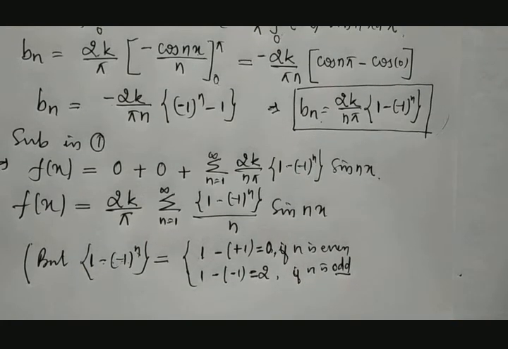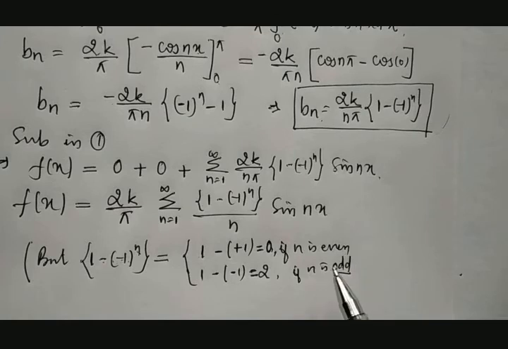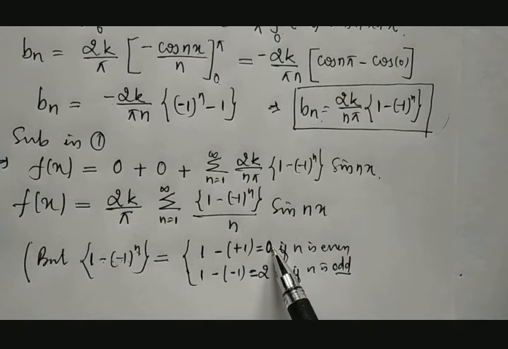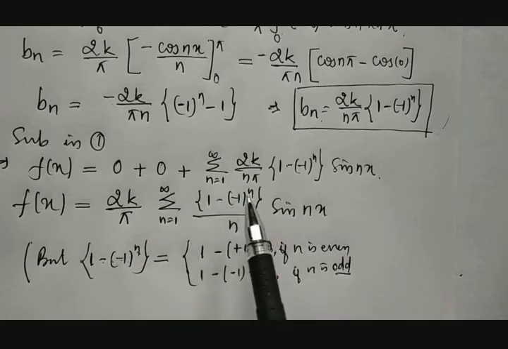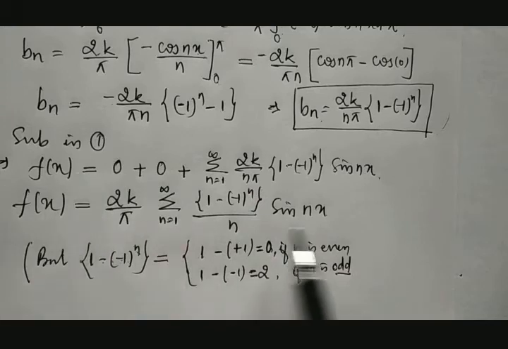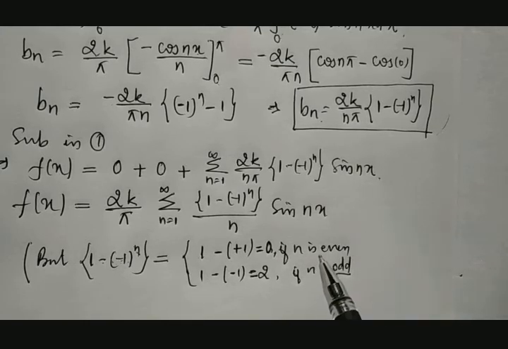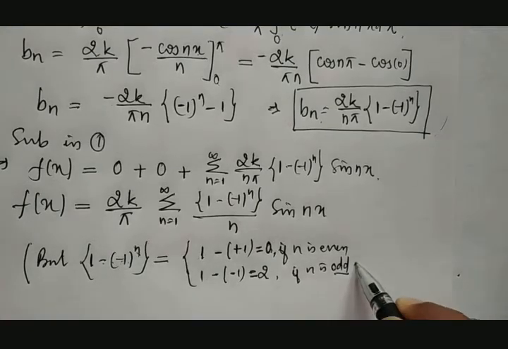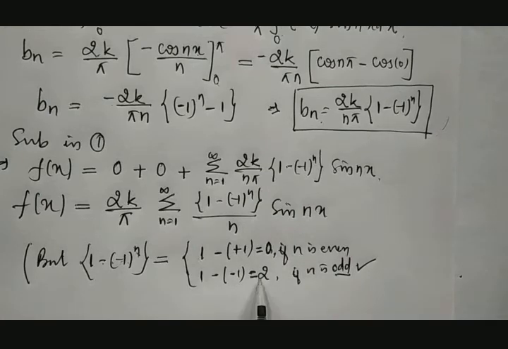Now we have to select whether I have to consider n is even or n is odd. If I consider n is even, the value of this becomes 0. Means this result becomes 0. If this result becomes 0, the whole value of f of x becomes 0. Then what for we are calculating? We got a0 0, an 0, we got bn, but due to the wrong selection of n is even, this whole result becomes 0. Means series is not possible. So we have to select odd value because we got the value of this is equal to 2.